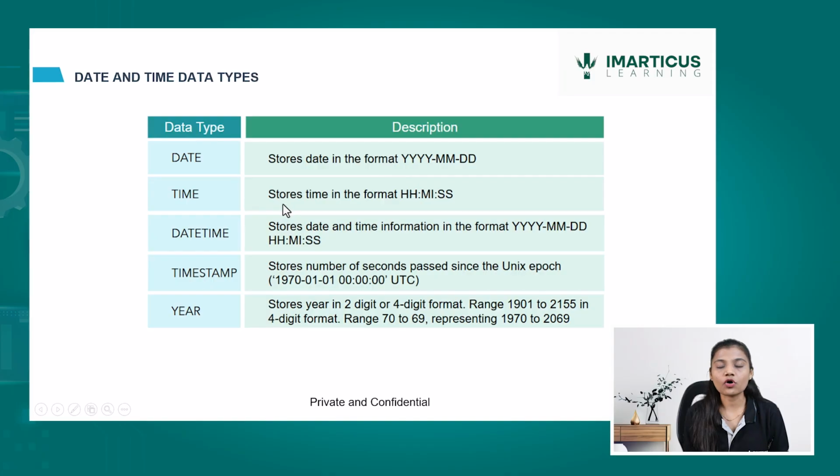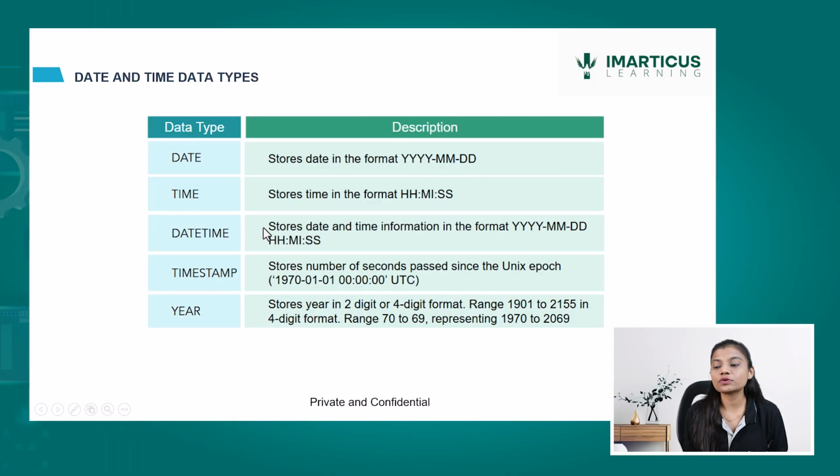Then we have time. Obviously, a time would also be able to be stored into my server. And in that, the format of time is going to be hours, minutes, and seconds. Now, sometimes I want to store the date as well as time when this operation happened. And for that, we use a data type known as datetime. So it stores date as well as time related information in the format of YYYY, MM, DD, and then comes hours, minutes, and seconds.